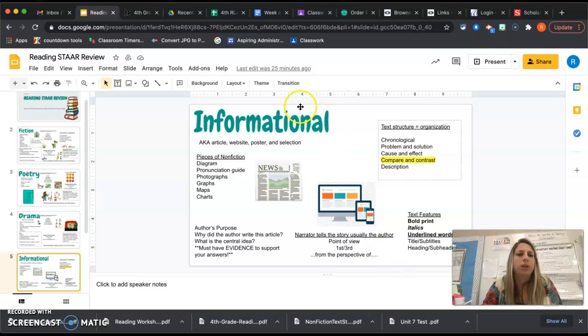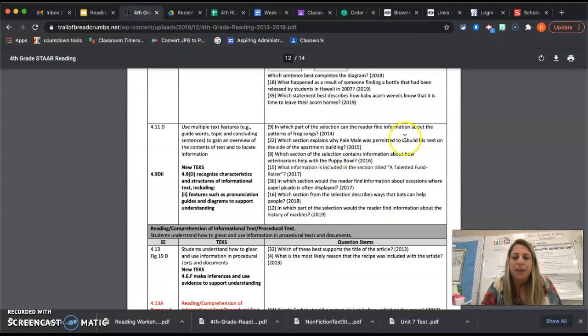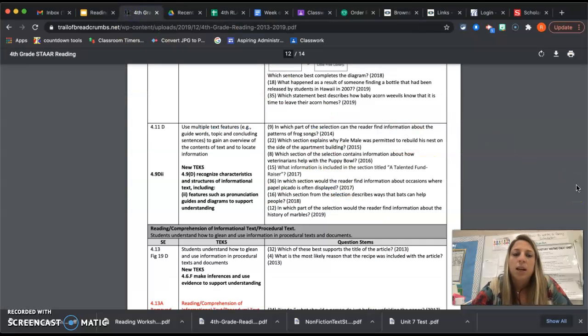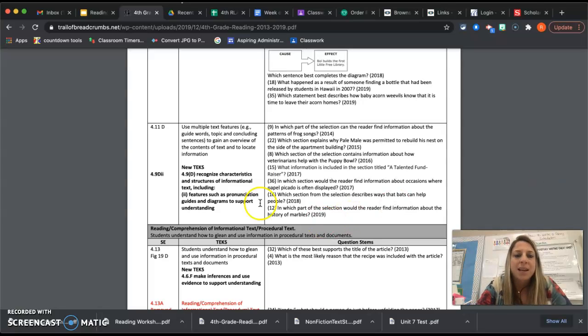So I want to show you some questions that you might see if you were on the test. So it says here that you must be able to recognize characteristics and structures of informational text, including features such as pronunciation guides and diagrams to support understanding. So some things that we might see would be like, which part of this selection can the reader find information about the patterns of frog songs?